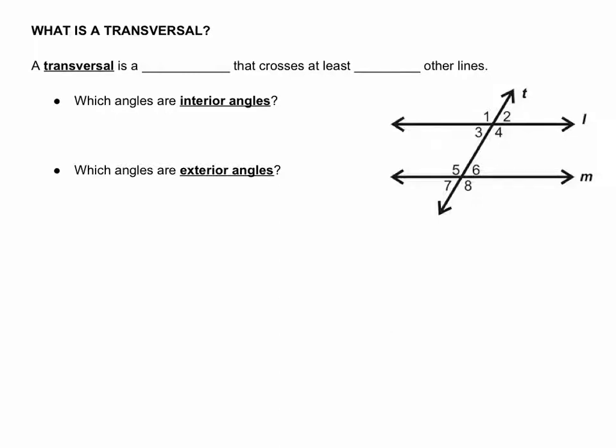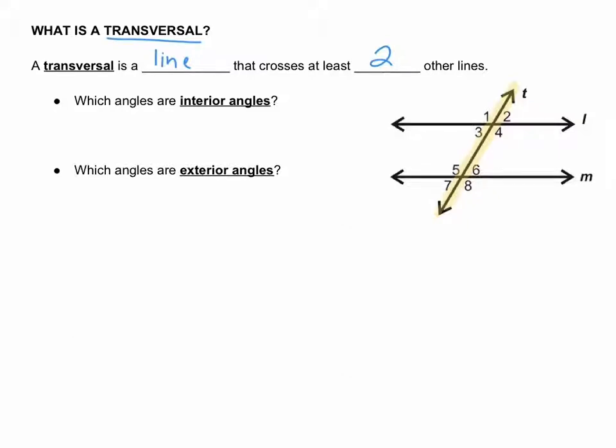Now we're going to switch gears a little bit and talk about angle pairs that get formed when lines intersect. But first we need to learn a new word. What is a transversal? A transversal is just a line that crosses at least two other lines. So in this diagram, this diagonal line that crosses line L and line M, line T, is the transversal. So you can see we have 8 different angles that get formed when the transversal line T crosses lines L and M. And we'll put these in 2 different groups.